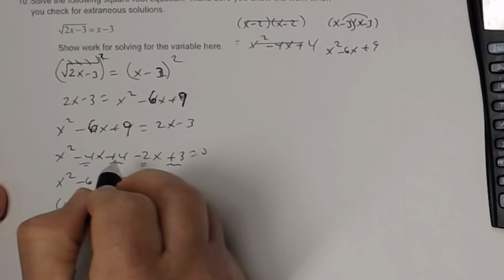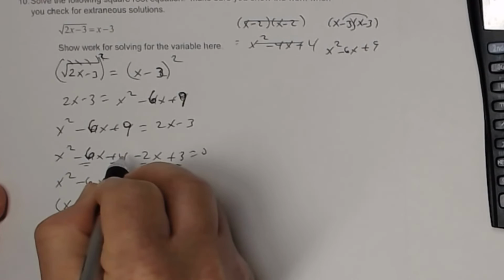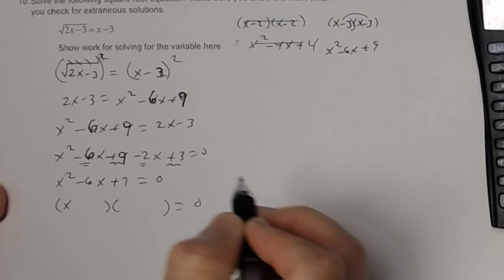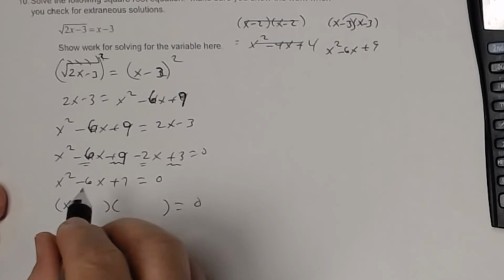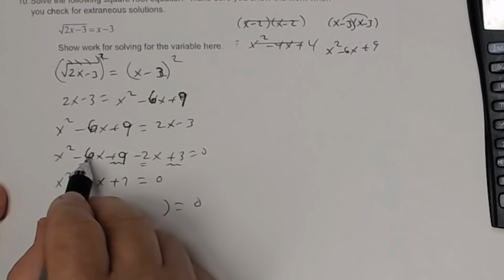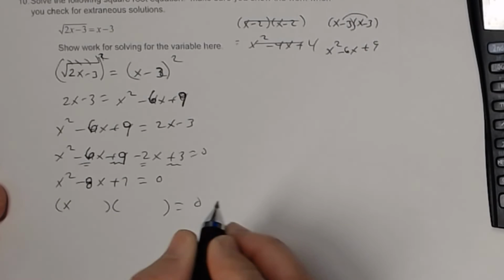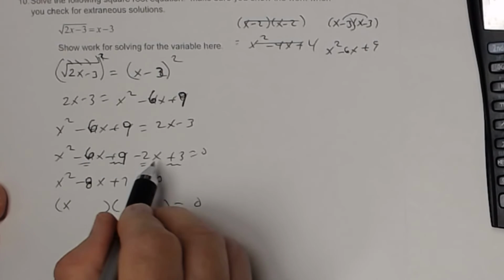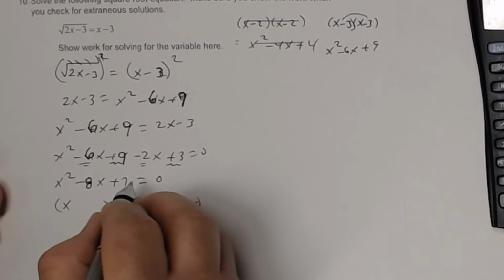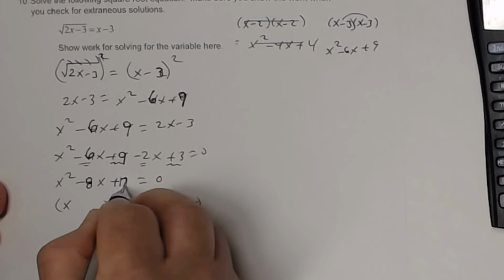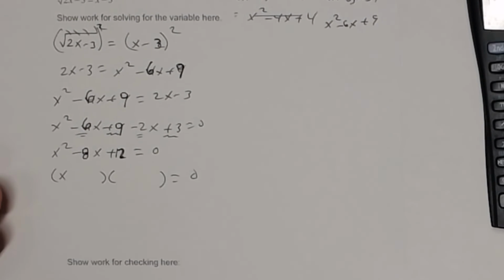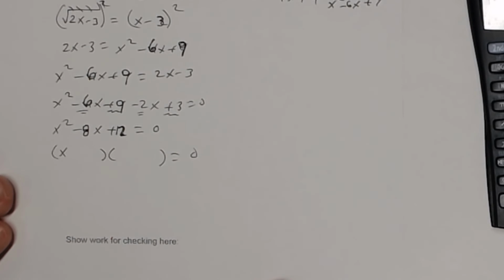Minus 6x right here plus 9. All right, and then everything else should be correct right here. Now a negative 6x and a negative 2x is a negative 8x, right? So that's negative 8x. And then 9 plus 3 is 12, right? So it'll be 12 right here. Okay? All right, so now I think it should work.